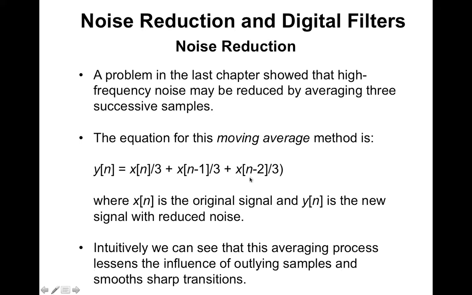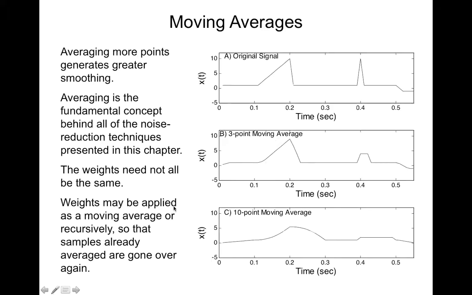And what happens, intuitively, we can see, is that your y of n signal will come out smoother because you're averaging away very rapidly changing transitions. So here's an example of a signal that has a couple of spikes. And here's an example of taking a 3-point moving average and a 10-point moving average. You'll notice that the 10-point moving average smooths out quite a bit more. On the 3-point moving average, you still see quite a few remnants of the peakiness of the original signal. The 10-point moving average has smoothed that out quite a bit.